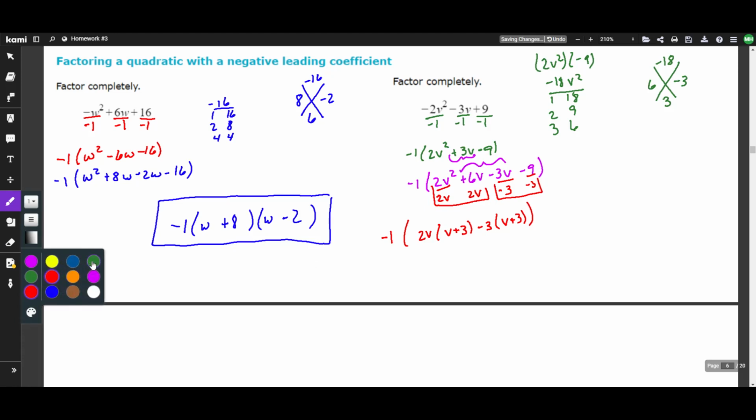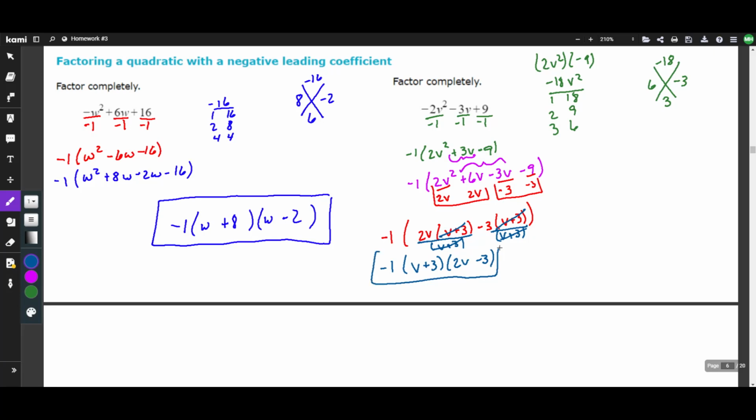I've got too many parentheses with this. So I've got the negative 1 hanging out. The GCF of these two, I'm pulling out a v plus 3. So I'm going to write that first. And then 2v minus 3, that is the whole polynomial factored out.